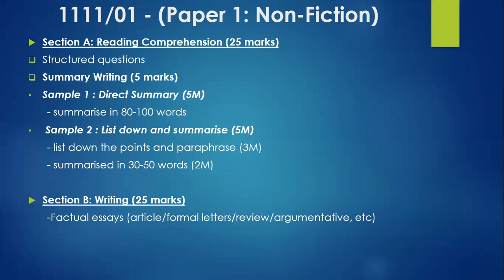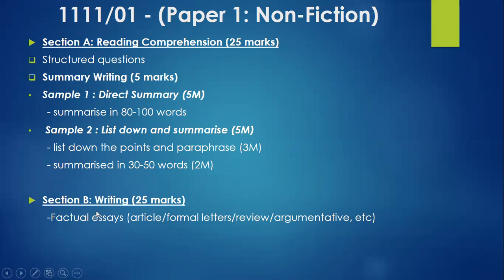You may be asked to either write a direct summary where you will have to summarize the text in about 80 to 100 words. Or you could be asked to list down the points first in one question and then summarize the points written in about 30 to 50 words.